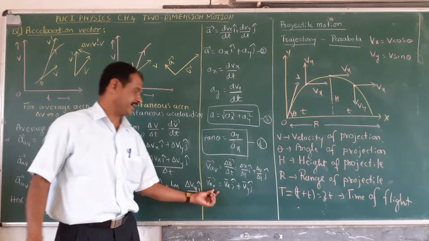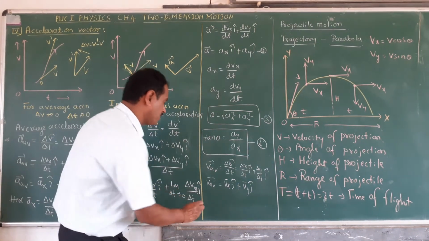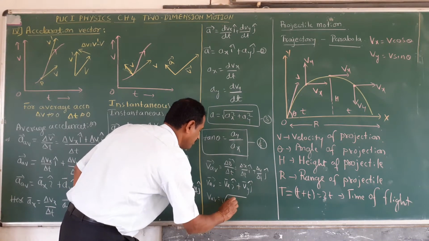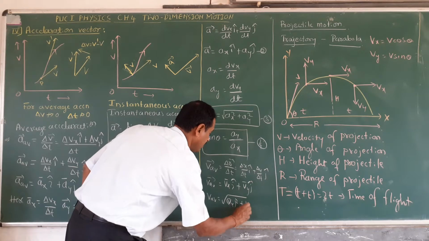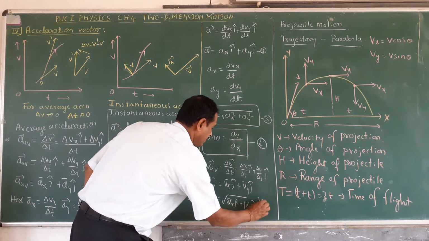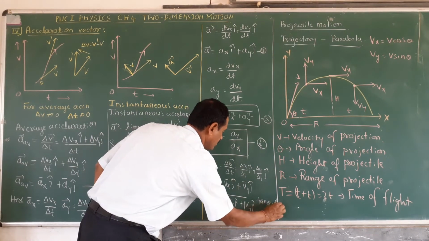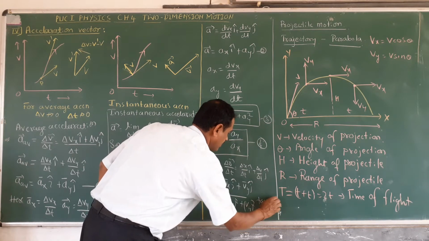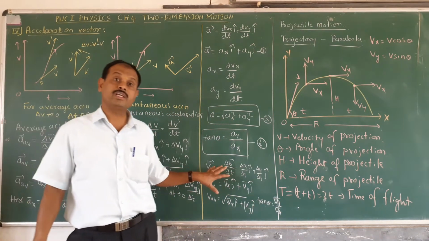This is the velocity vector. Well, what about the magnitude? v is equal to the square root of v x bar square plus v y bar square. What is the tan theta? Tan theta is equal to v y bar divided by v x bar. This is about average velocity.